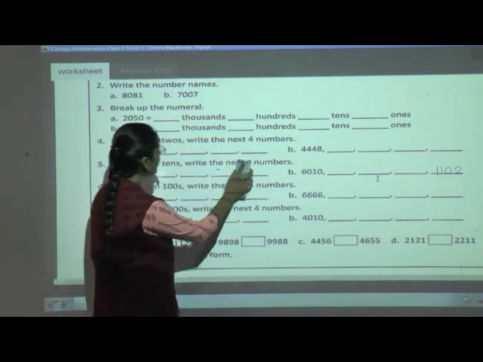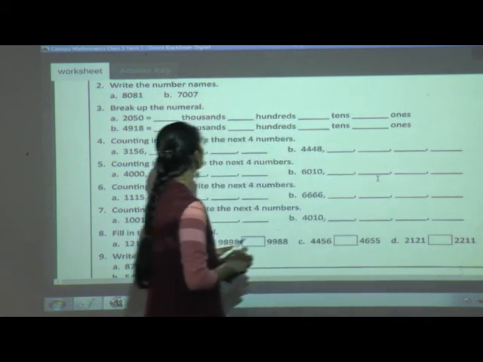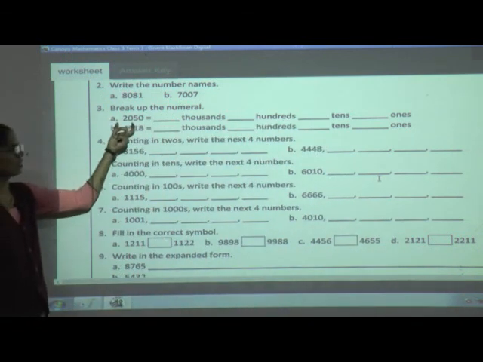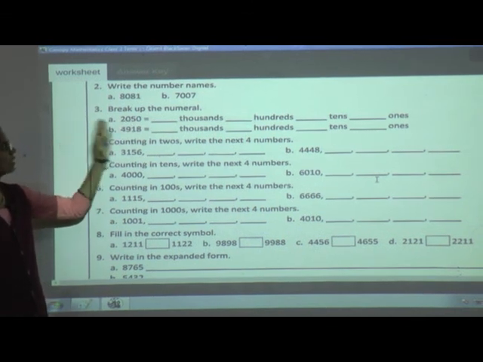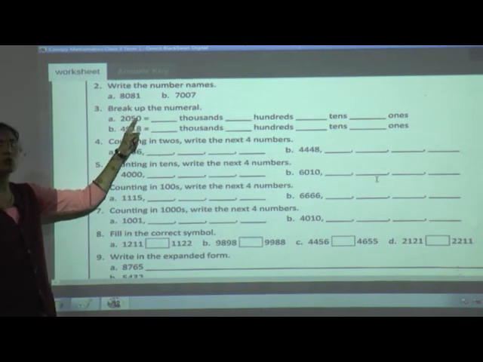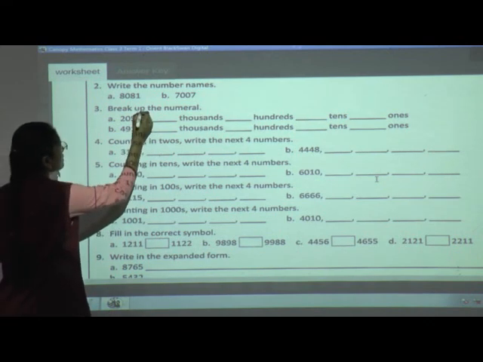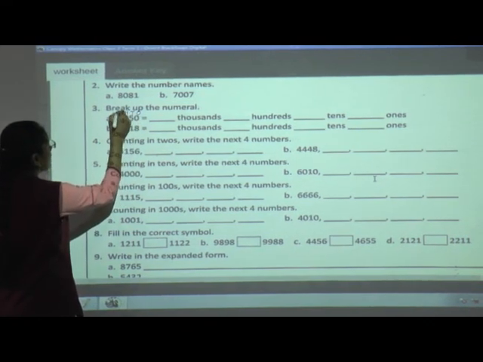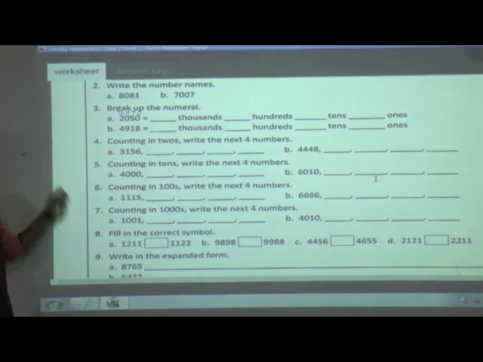Read the question, break up the numerals. The first number is 2050. Now students, what I told you in the previous session? Yes, whenever you see a number, you have to write its places on the top. So this is ones place, this is tens place, this is hundreds and this is thousands place. Now we will break up the numerals.